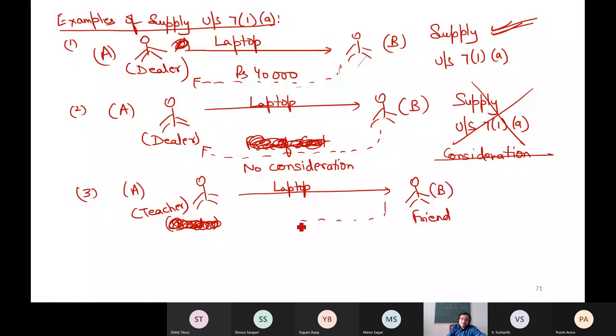And B has given some consideration, for example, only 5,000. Now, is it a supply or not? Can you tell me, is it a supply or not under 7(1)(a)? Anyone who can try to tell? This is my question. Is it a supply under 7(1)(a) or not? Yes, sir. Why? Because there is a consideration, even though not adequate, but consideration is there.